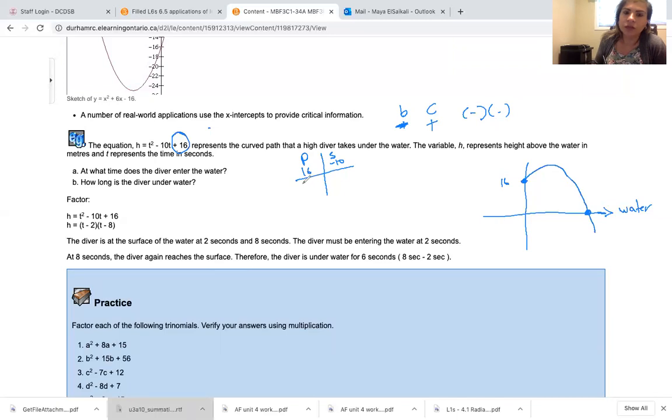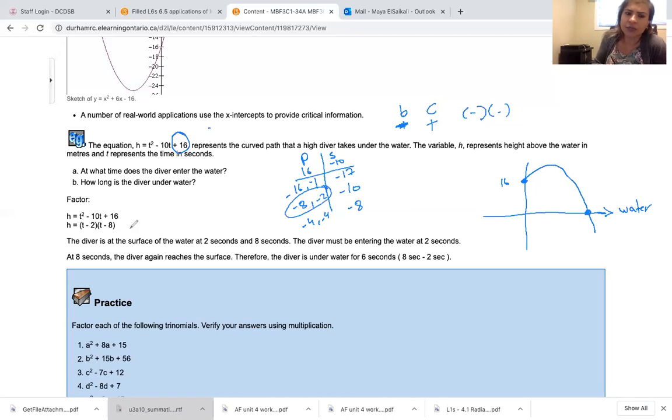So what multiplies to 16? 16 and 1, both of them have to be negative. 8 and 2, -8 and -2. And what else? 4 and 4, right? Now, this is going to be -17, this is going to be -10, and this is going to be -8. So my answer is -8 and -2.